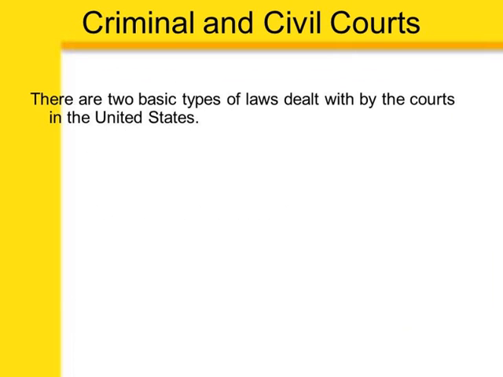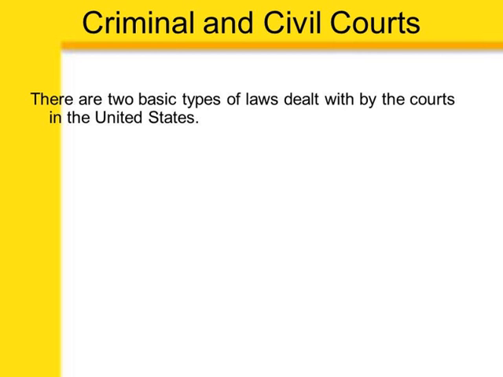Next topic I'd like to talk about concerning the court system in the United States is that there are actually two different types of law that the courts in our country will deal with. The two basic types of law that we find in the United States are criminal law and civil law. So we have a series of criminal courts and we have a series of civil courts. What I'd like to do right now is talk about the difference between the two types.